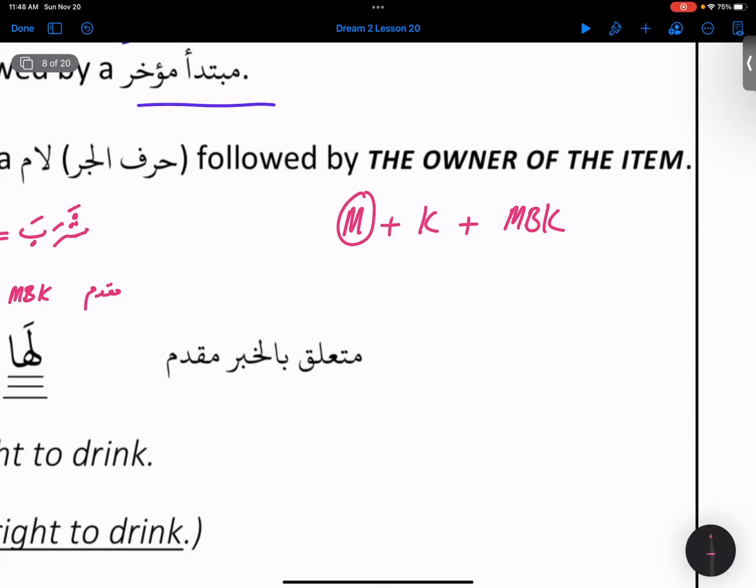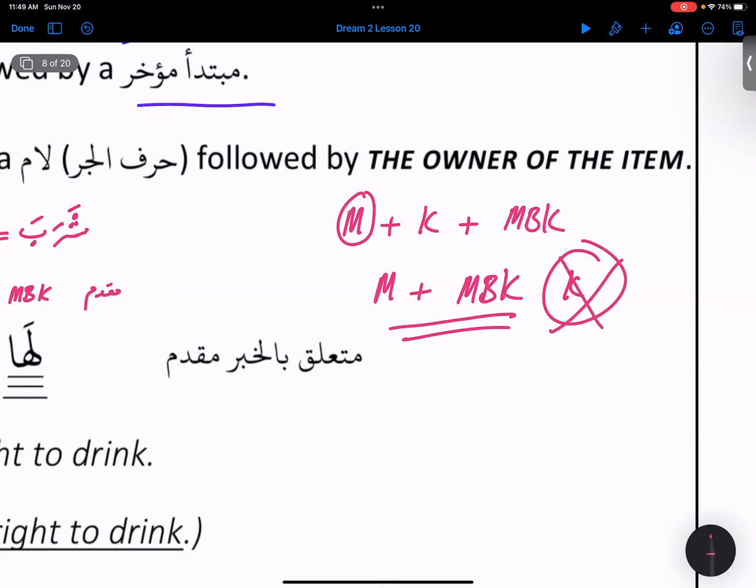Because Mubtada is basically the main subject, what we are talking about. So we need to have Mubtada. Let me finish. If we have Mubtada and then we have MBK and no Khabar, can we count it as Jumla Ismiya? Yes. Without Khabar, we can have Jumla Ismiya, but without Mubtada, we cannot have Jumla Ismiya.